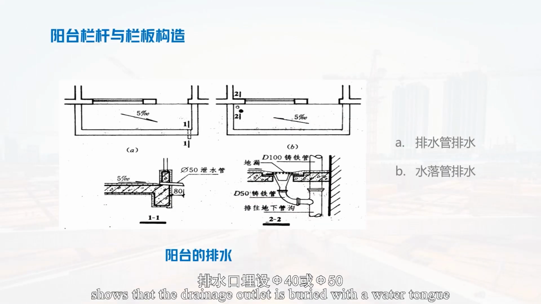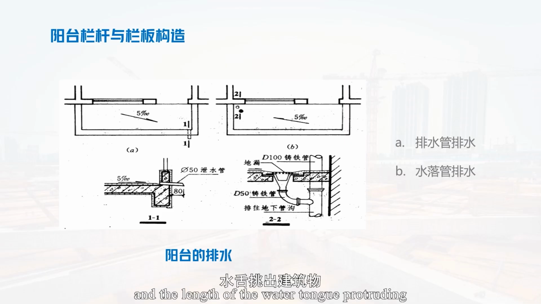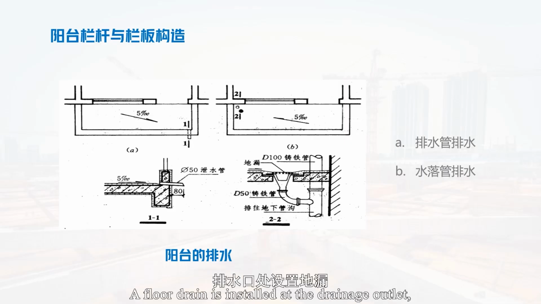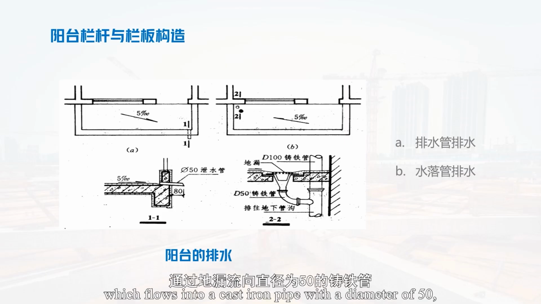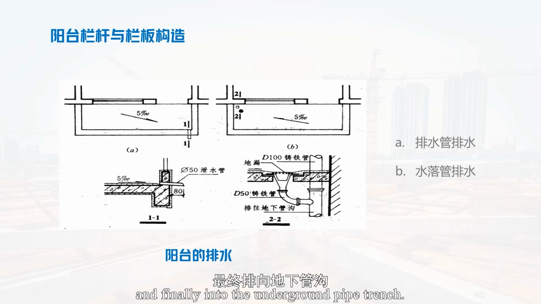Diagram A shows that the drainage outlet is buried with a water tongue made of diameter 40 or diameter 50 galvanized steel or plastic pipe, and the length of the water tongue protruding from the exterior wall of the building should be at least 40 millimeters. Diagram B uses downspout drainage. A floor drain is installed at the drainage outlet, which flows into a cast iron pipe with a diameter of 50, then into a cast iron pipe with a diameter of 100, and finally into the underground pipe trench.